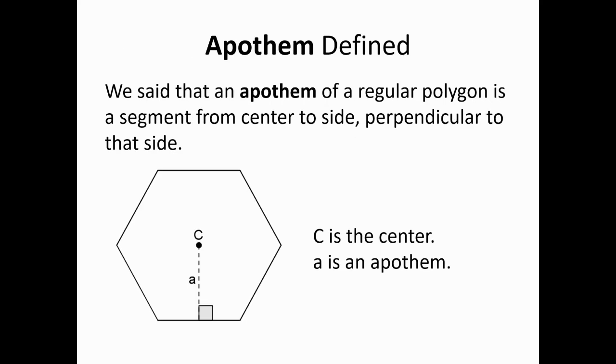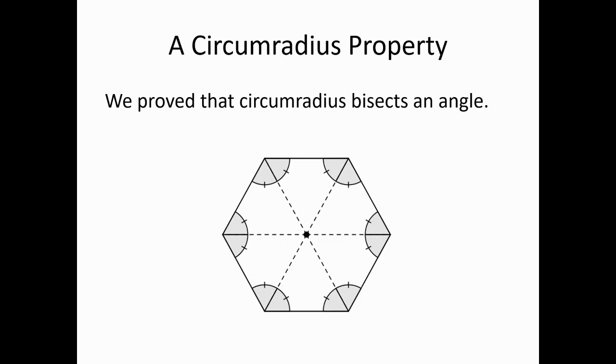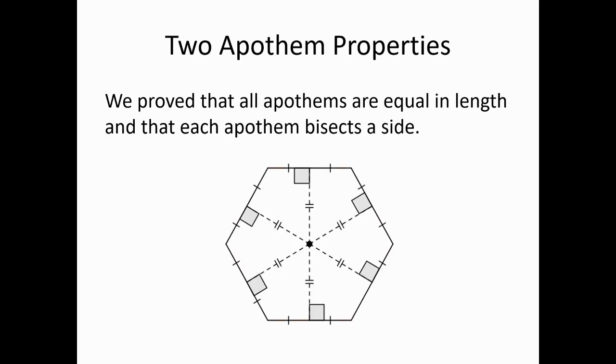An apothem is a segment that goes from the center out to a side perpendicular to it. And we know that all the apothems are equal in length, and that each apothem bisects a side, which means that all the half sides are equal to one another because the sides to begin with were equal.